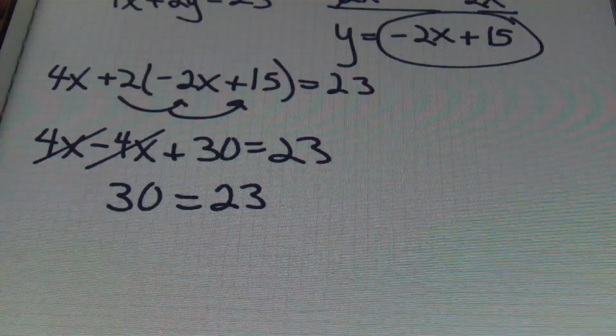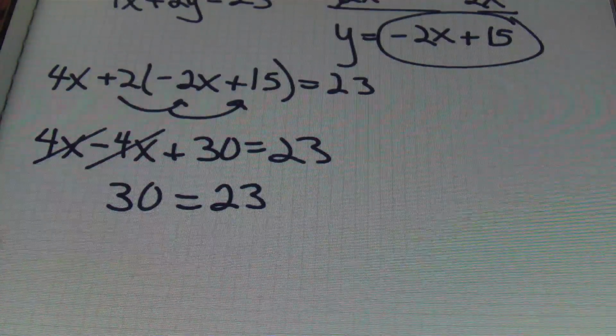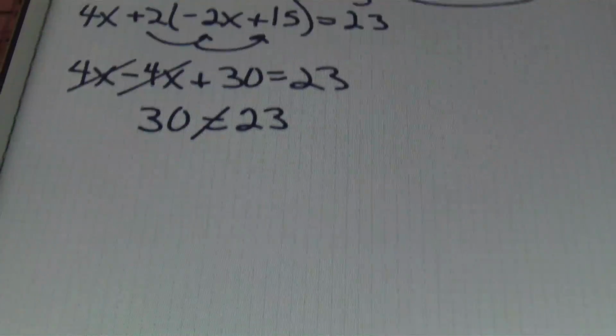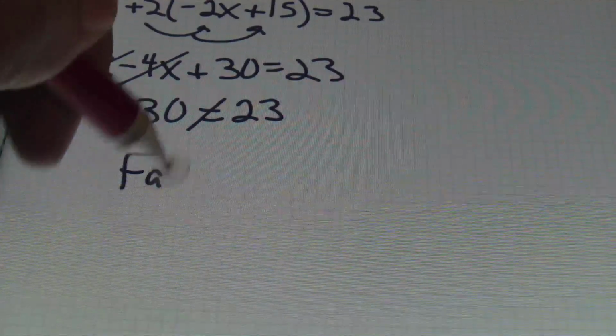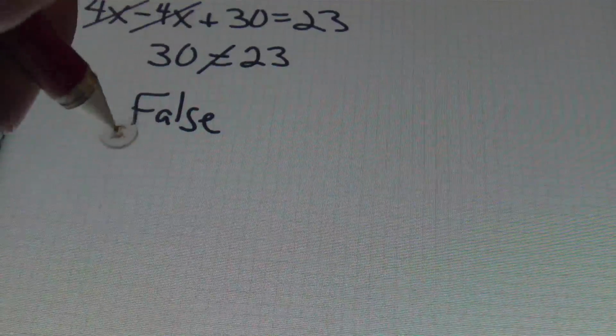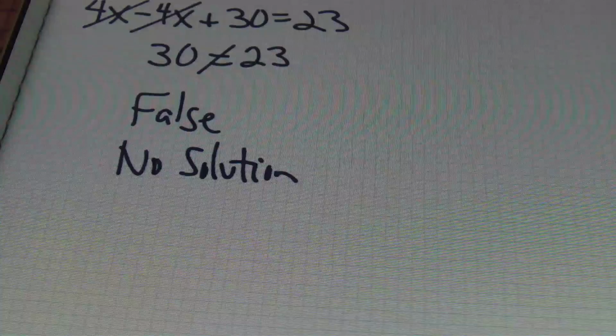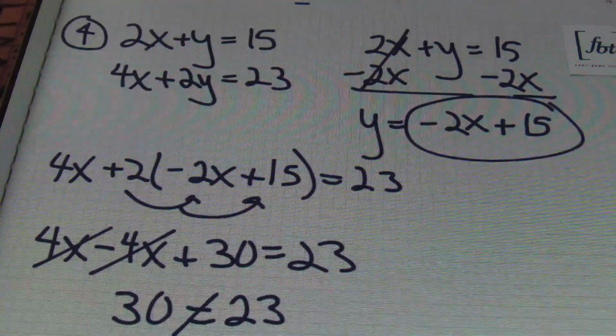Well, ladies and gentlemen, does 30 equal 23? Of course it doesn't. It's 2 different numbers. So since these don't equal one another, in other words, because this is a false statement, that's right, we have no solution. And the reason for that is their original equations here were parallel.